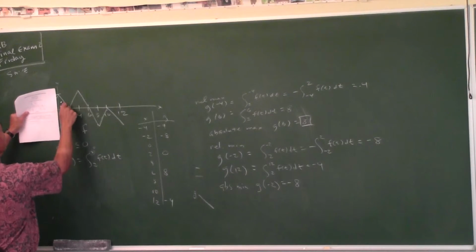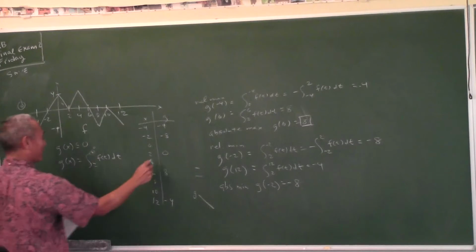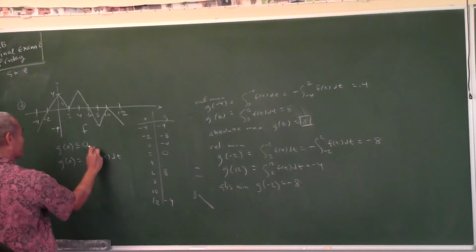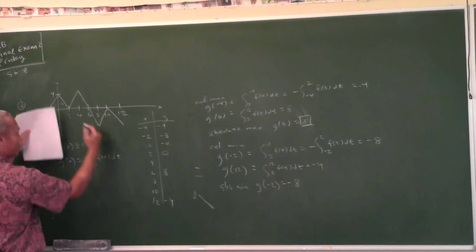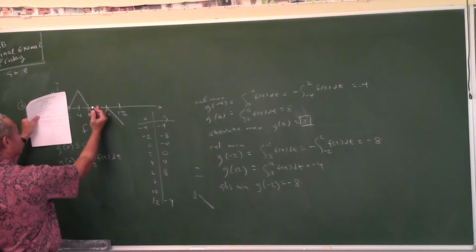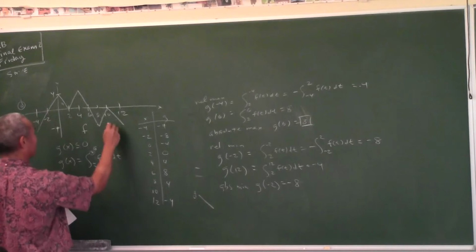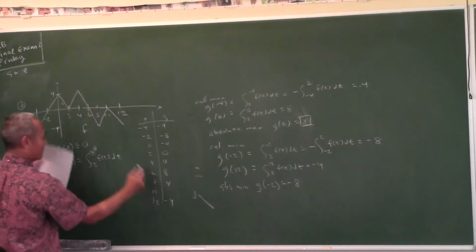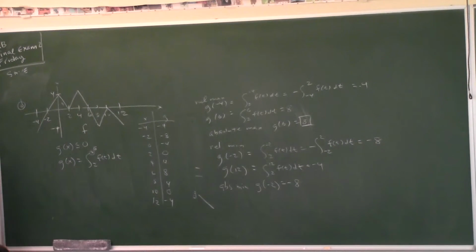Can you see what that is? From 0 to 2, that's 4, but then negative 4. What about at 4? From 2 to 4? 4. What about 8? 2 to 8? 4. And then 10. 2 to 10, 0. Okay, I think we can answer the question already.